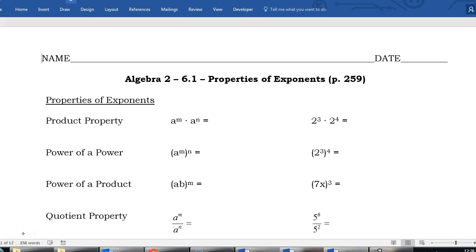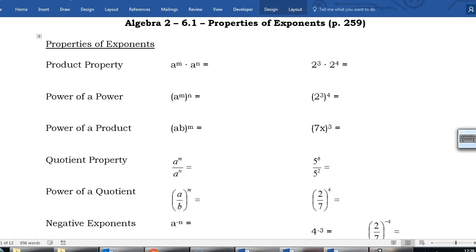This is Algebra 2, Lesson 6.1, Properties of Exponents. So, we are going to go over some exponent rules or shortcuts to help you simplify exponent expressions. The first one is the product property.